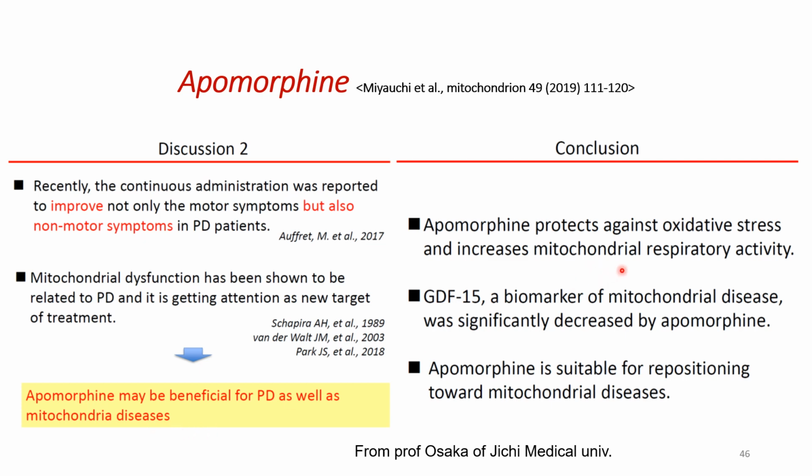So apomorphine protects against oxidative stress and increases mitochondrial respiratory activities. And GDF15, a biomarker of mitochondrial disease, was significantly decreased by apomorphine, and apomorphine is suitable for repositioning toward mitochondrial disease. So it is now being developed by Professor Osaka.